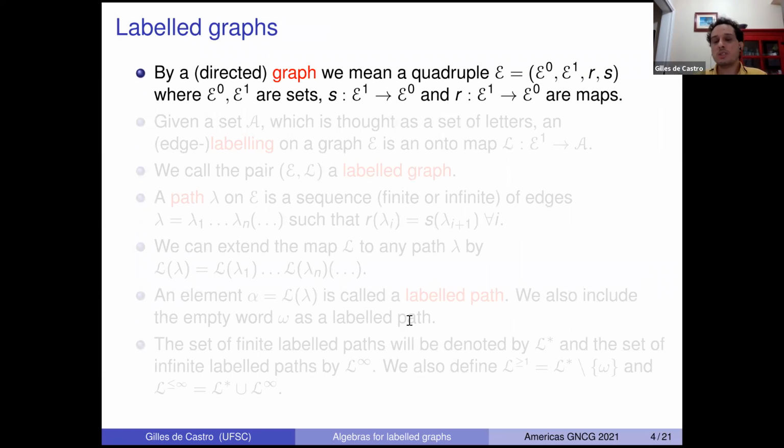So to get the definition, first we need the definition of a graph. This is very standard. We have a quadruple of a set of vertices, a set of edges, and then a source and range map.